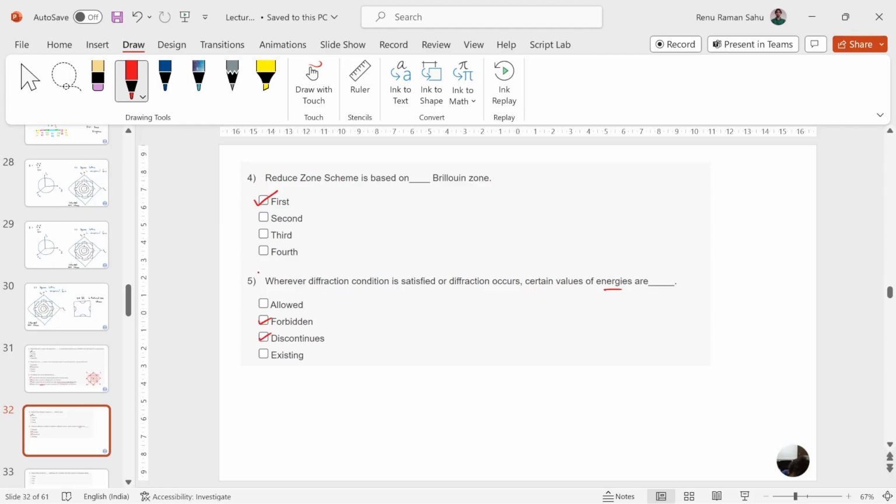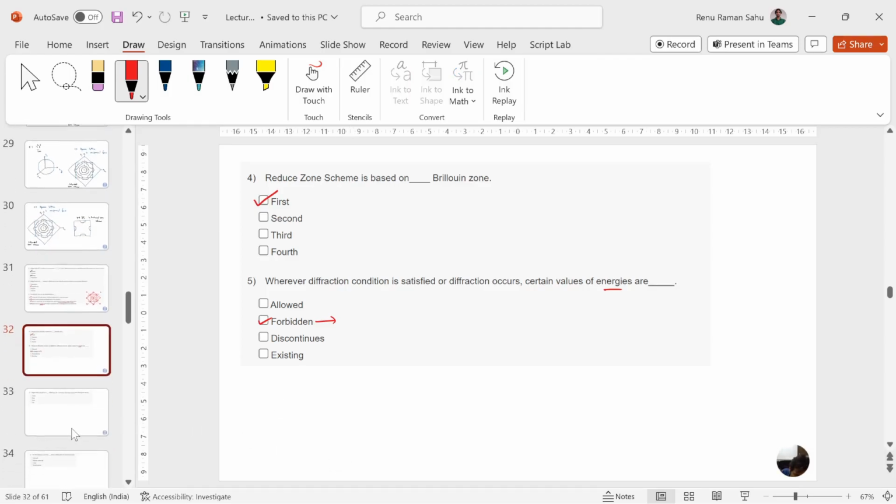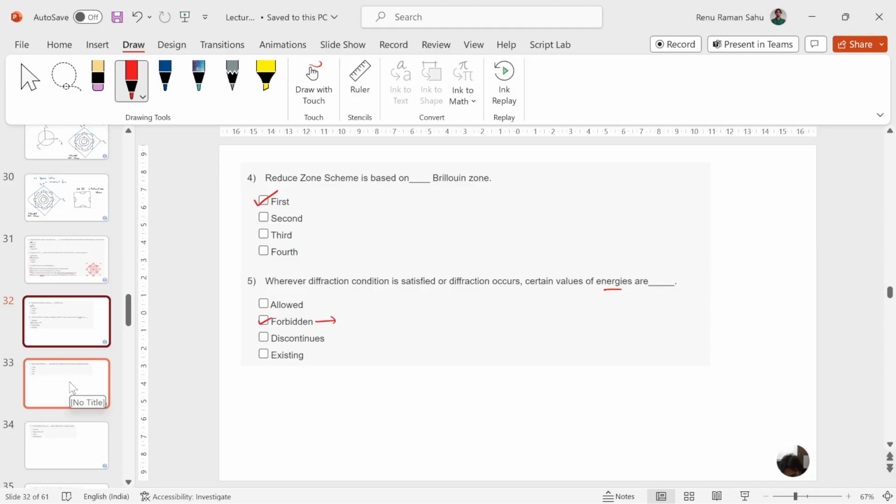I'm not so sure what this means actually, but forbidden is for sure correct. Discontinuous is what they want to say. Basically it is discrete, that's the meaning, I think. Okay, maybe we'll go with forbidden. Sometimes NPTEL questions are a little confusing. In the previous question also I had some doubts. And we'll go to the next thing.